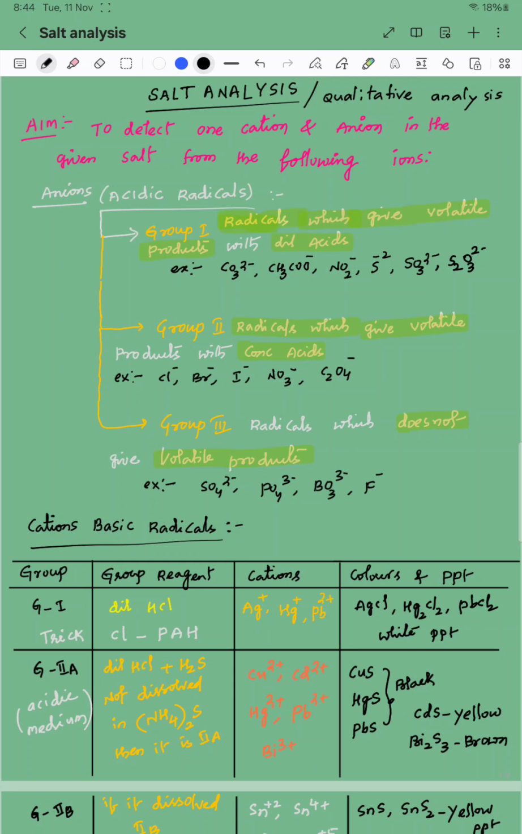So, today's session we will discuss salt analysis, right? Practical chemistry. Actually, practical chemistry is in three parts: one will be practical inorganic chemistry, practical organic chemistry, and practical physical chemistry, right?